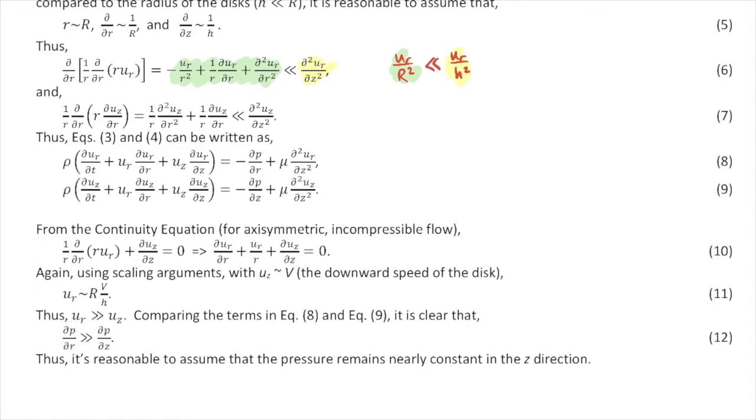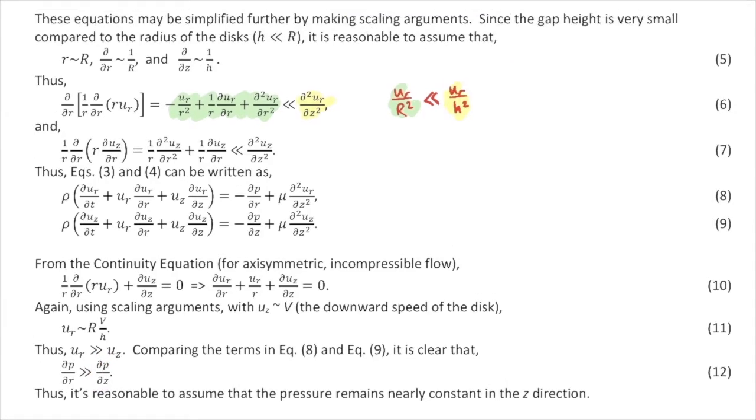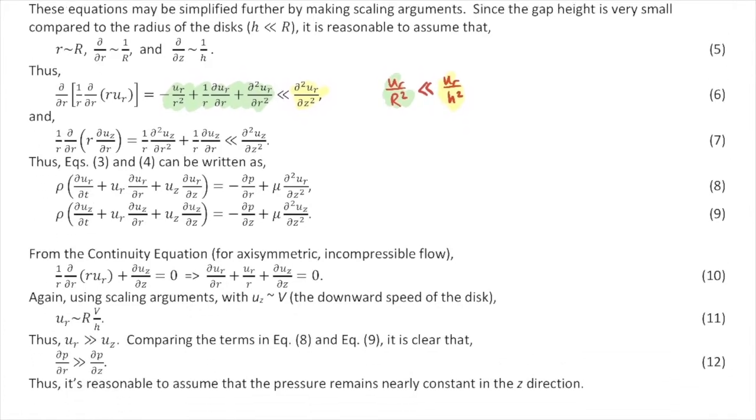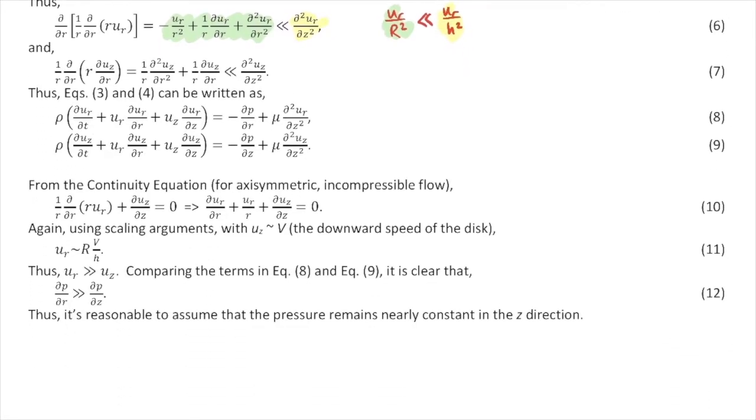So again, we can make these arguments through these characteristic dimensions. So what that means then is we won't worry about the pressure gradient in the z direction. Pressure gradient in the z direction is just how the pressure changes in this kind of vertical direction. It's so small compared to the pressure gradient in the radial direction that we'll just ignore it. So we'll say the pressure only varies in the radial direction. So it's nearly constant in the z direction. Okay.